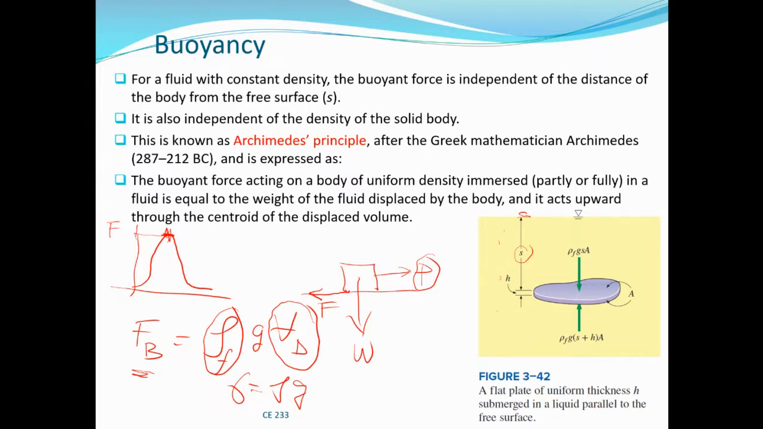The resultant buoyant force acts upward, so the direction is always upward, and it acts through the centroid of the displaced volume. So this is its line of action. This is the statement of the Archimedes principle: the buoyant force acting is equal to the weight of the fluid displaced, and acts through the centroid of the displaced volume.